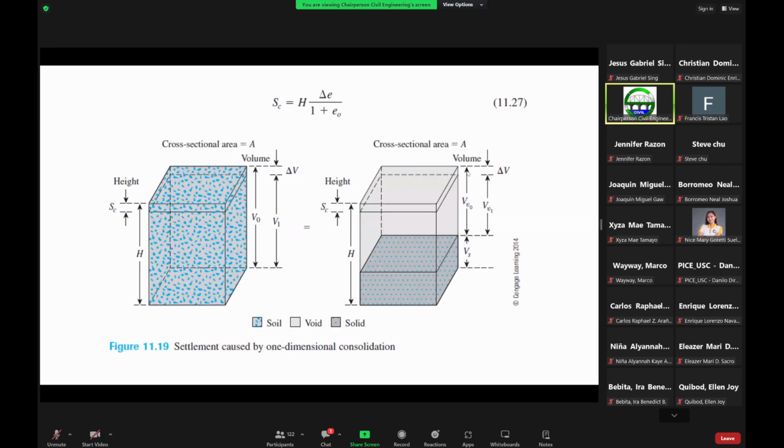So you have here the initial void volume, and you have here the final void volume. Okay. So that change in volume, which is the same as this one, which is equal to S sub C times the area, is also just equal to the change in the void volume. No? If we now try to separate the soil with respect to voids and the solid part.